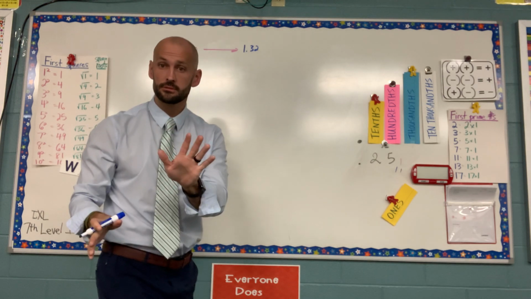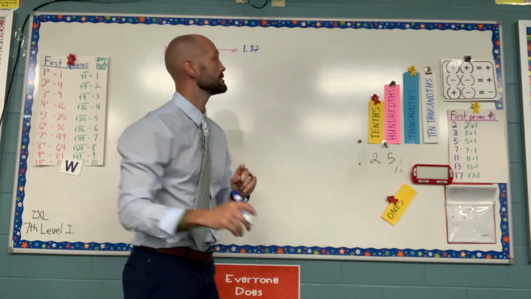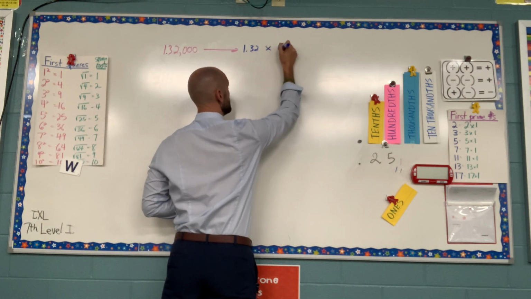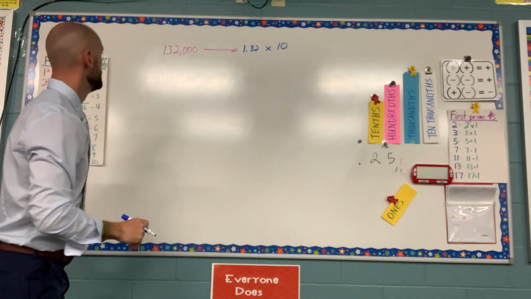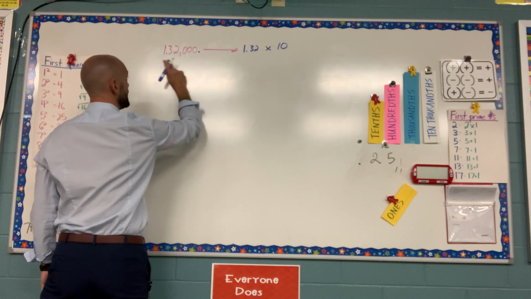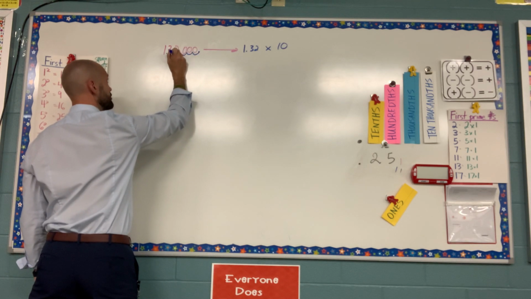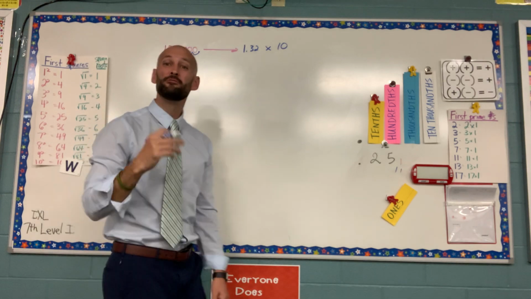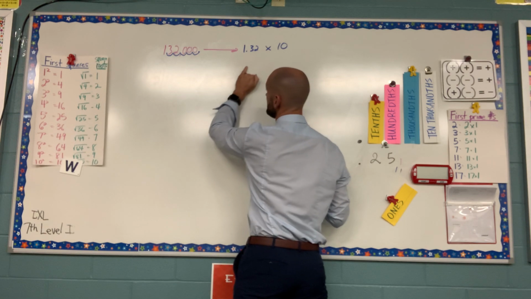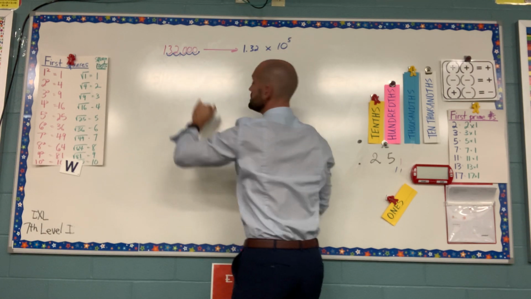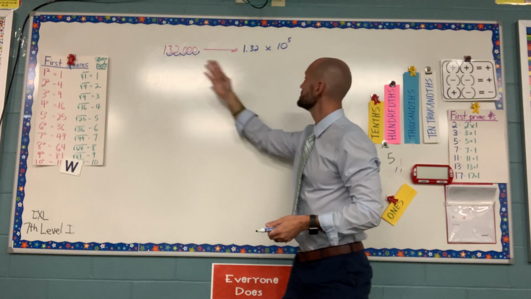You don't need to put zeros, right? Because if I put zeros back here, that actually has no place value. However, I really need to make sure I understand how many decimal places it moved. The decimal was here, and now it's behind the 1. So I moved 1, 2, 3, 4, 5. I moved 5 spaces. So to get from 1.32 back here, I'd have to move 5 spots. That's how I transition from standard notation to scientific.